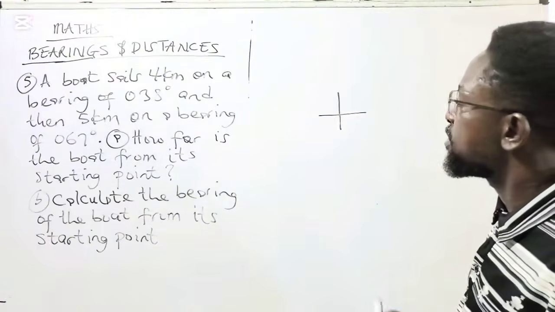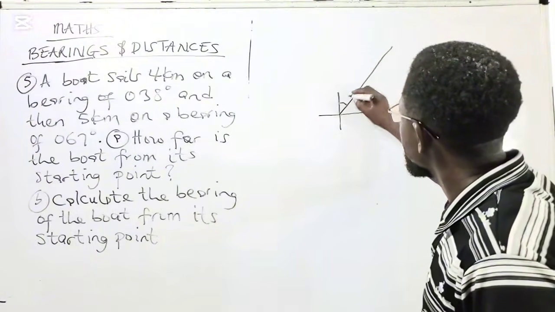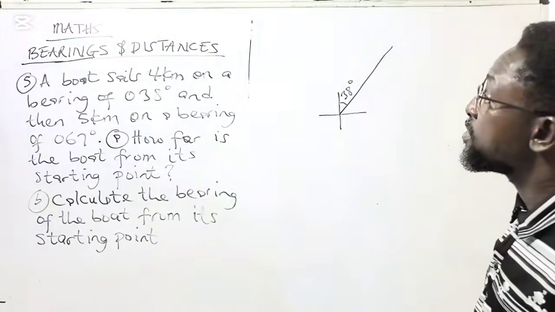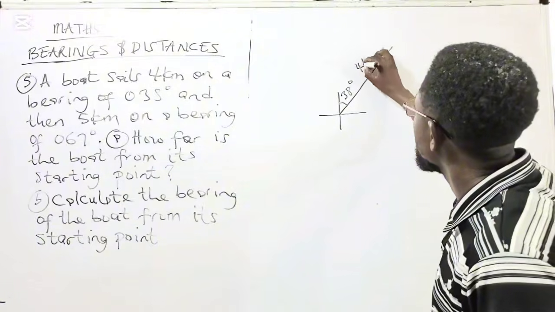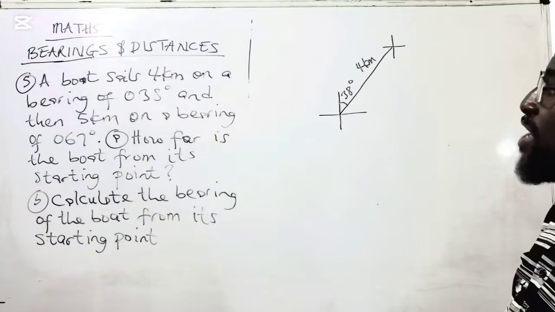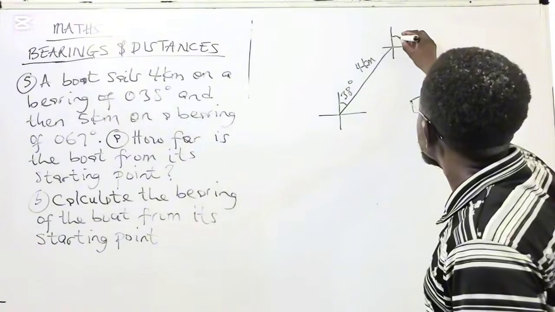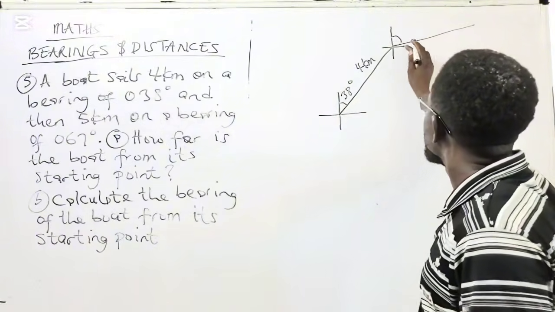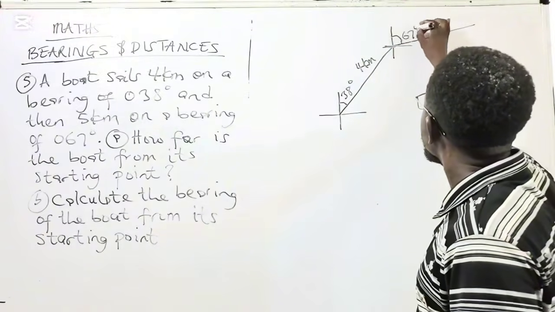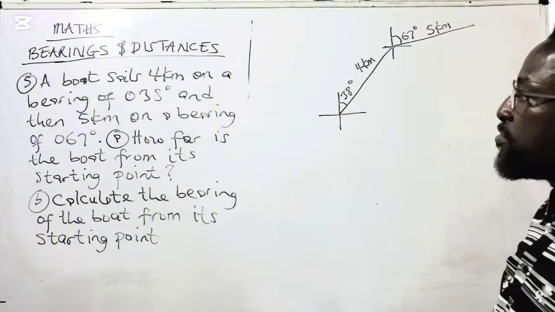038. Draw a line from here to a particular point here. Let's put here at 038, 4 kilometers. And then 5 kilometers on a bearing of 067.